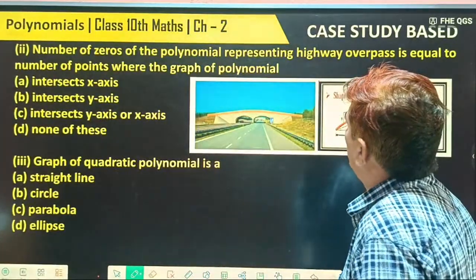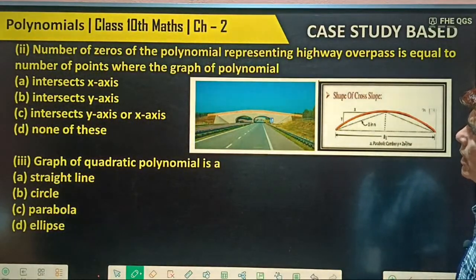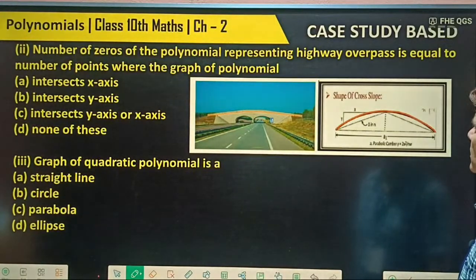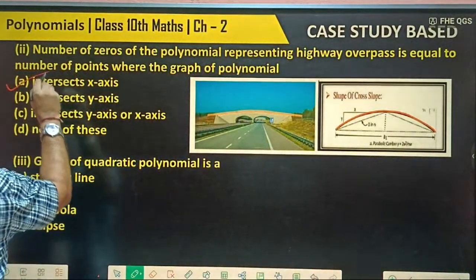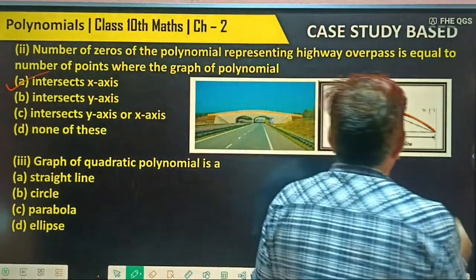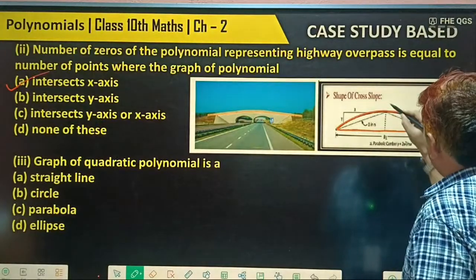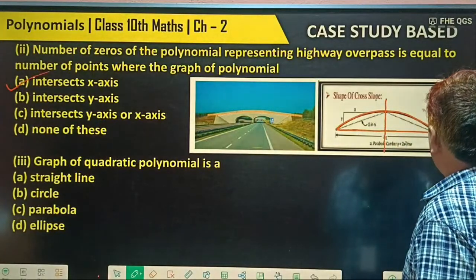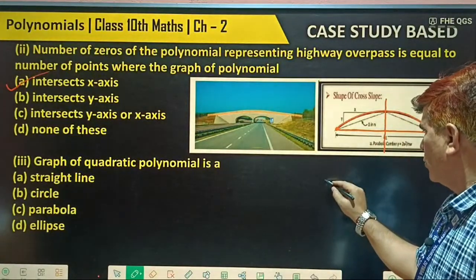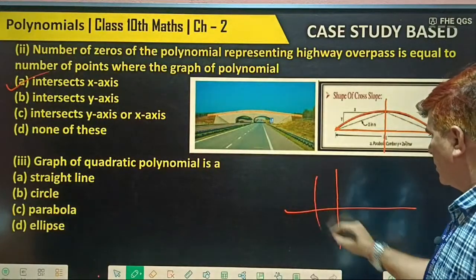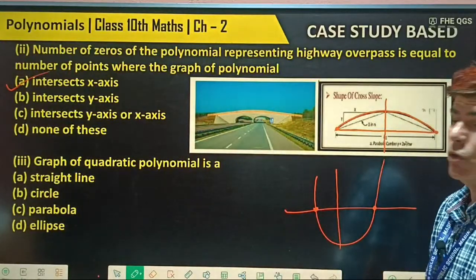Next, the number of zeros of the polynomial representing the highway overpass is equal to the number of points where the graph of the polynomial intersects the x-axis. So touching at which points? This is the x-axis, this is the y-axis. Touching at this point and this point. So one point is this, another point is this. So how many zeros? 2.